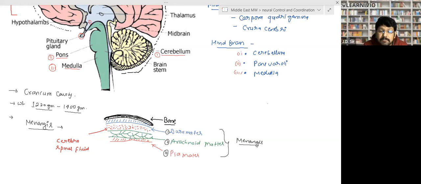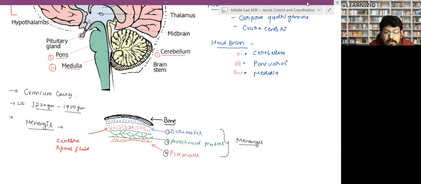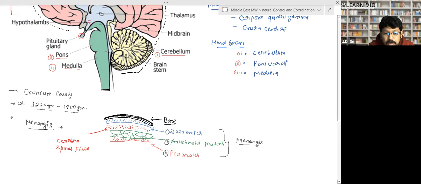Now the next heading is parts of brain. I have already mentioned what the parts of brain are, and we will discuss them one by one. First we'll discuss the forebrain, then the rest of the parts. That's how we are going to discuss. Clear? So start noting.